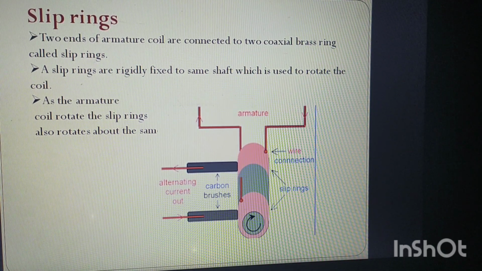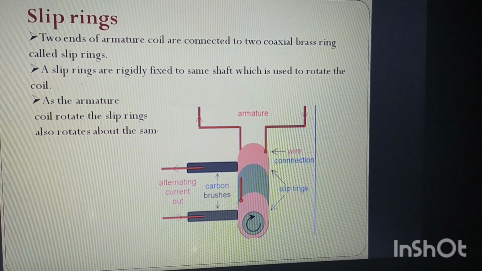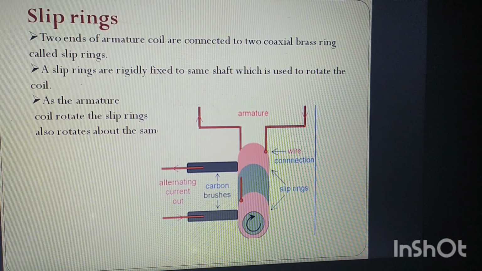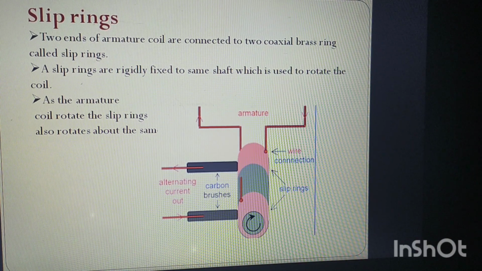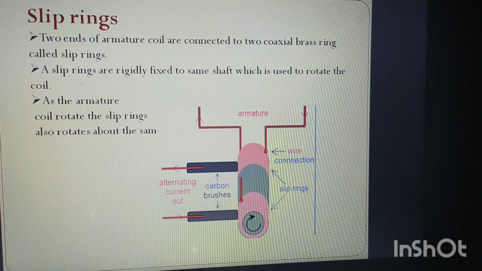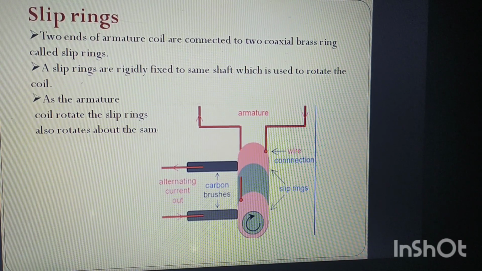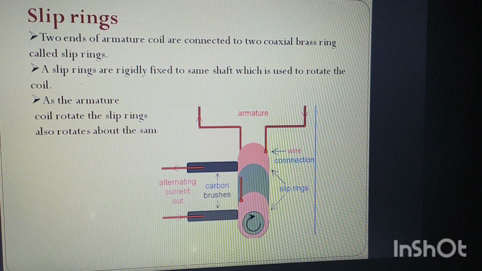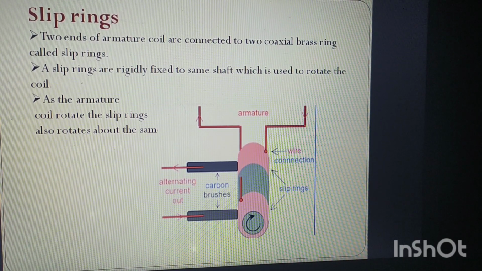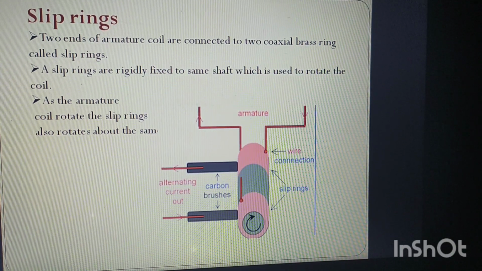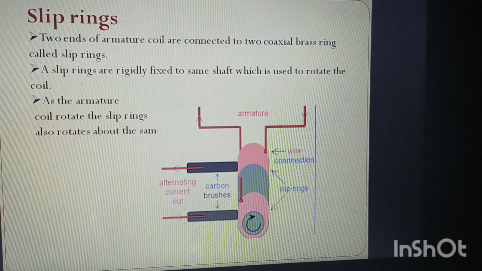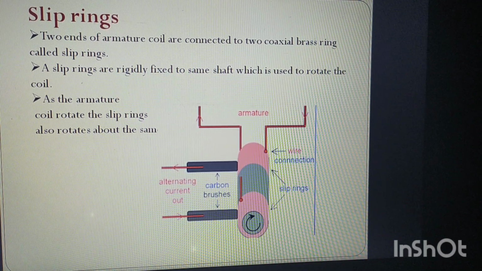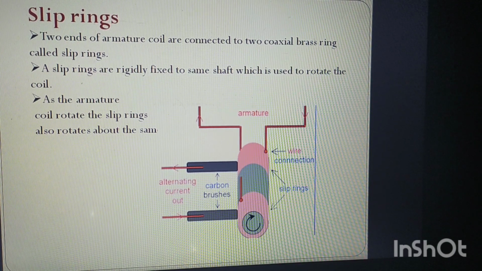Here we have used one more component that we will be discussing. They are fixed to the same shaft. And what does this shaft do? It is used to rotate the coil. As we know, as the armature coil rotates, the slip rings rotate too. What is the use of the armature? It helps in the rotation of slip rings, about the same position. We already know that the armature helps in rotation of slip rings.